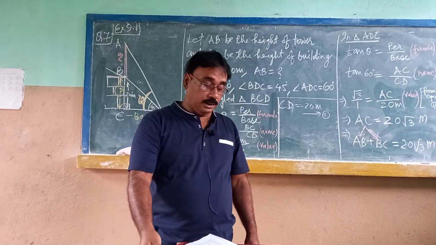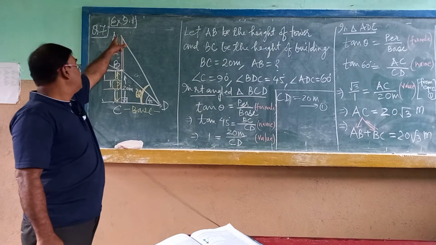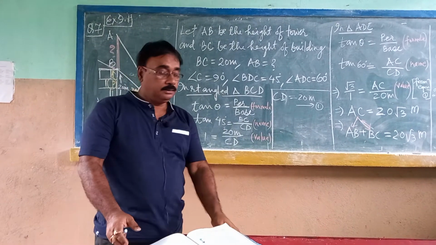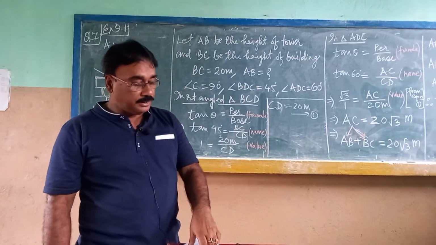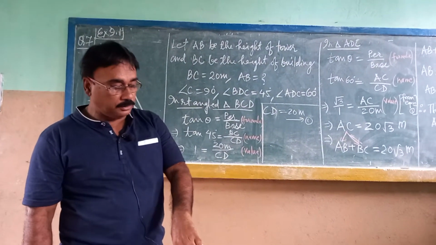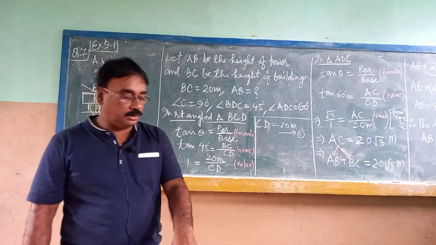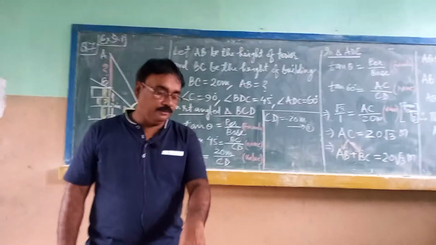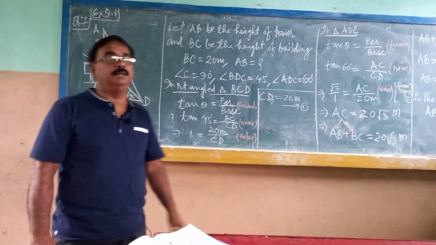Okay, good morning students. Since we have already started exercise 9.1, today we are going to start question number 7. The question is: from a point on the ground, the angles of elevation of the bottom and the top of a transmission tower fixed at the top of a 20-meter high building are 45 degrees and 60 degrees respectively. Find the height of the tower. We have to find the height of the tower.